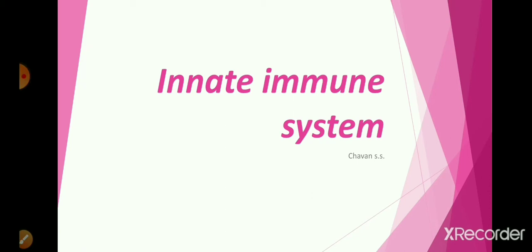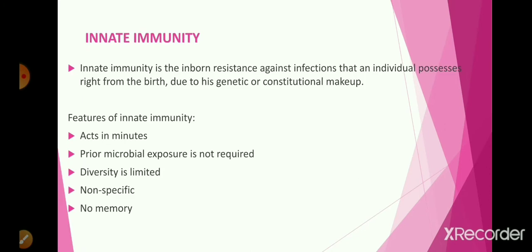So today we talk about the innate immune system and how it responds against the microorganisms or pathogens which invade our body system to make us ill or cause disease. The innate immune system fights against these microorganisms or pathogens, kills them, eliminates them from the body system and makes us healthy. Basically, we can say that the innate immune system is inborn resistance against infection that an individual possesses right from birth due to his genetic and constitutional makeup.